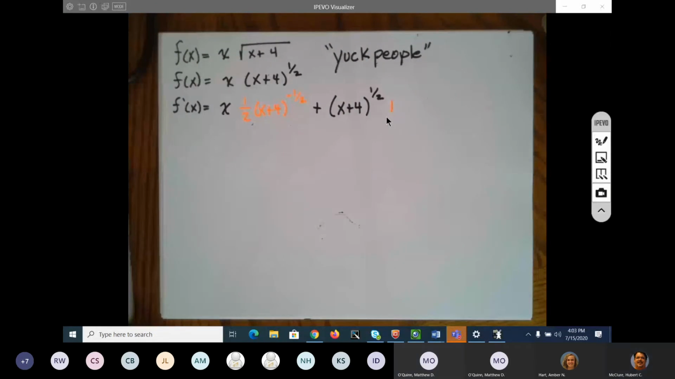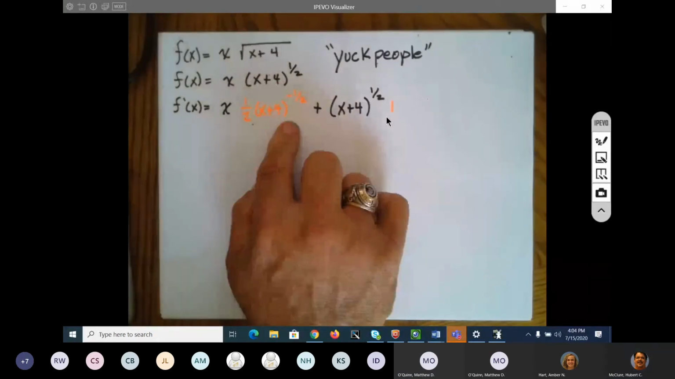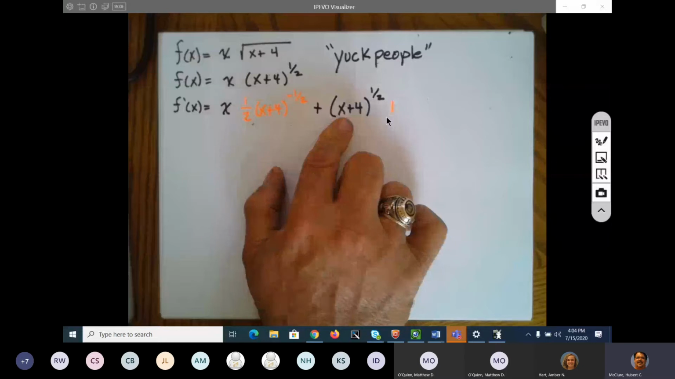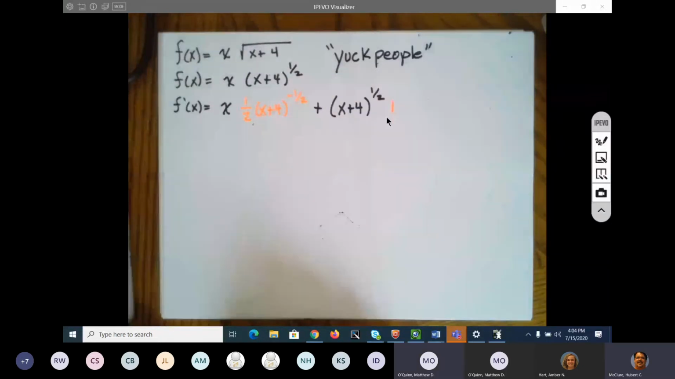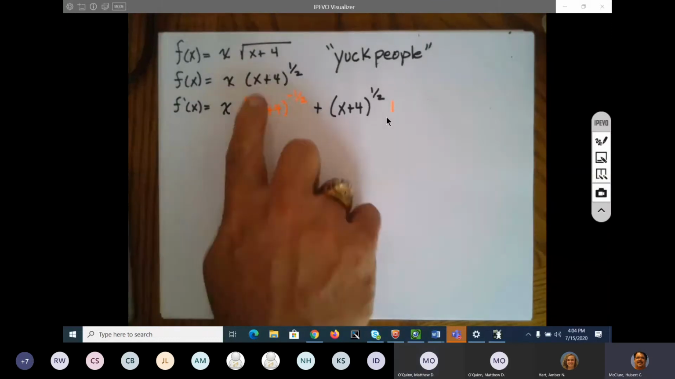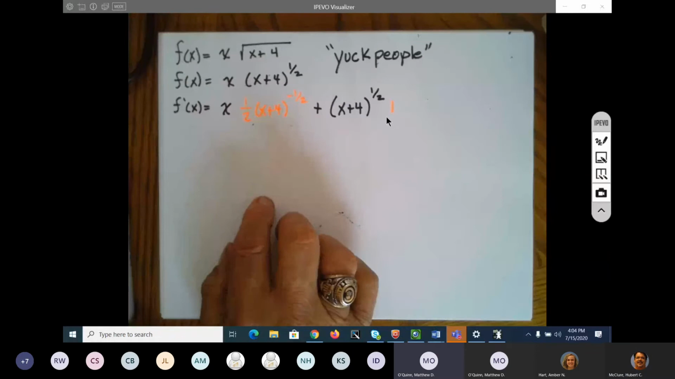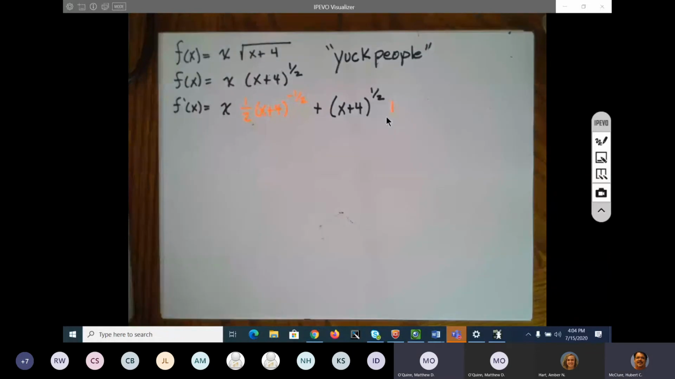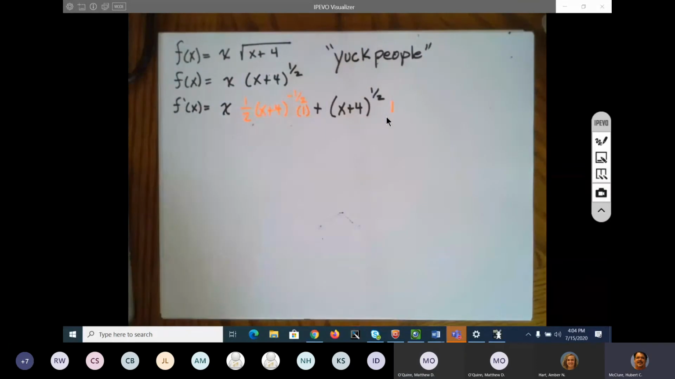Missing something. First times the derivative of the second, plus the second times the derivative of the first. There's a chain rule right there. Oh, it's not x, it's the 1. I'm missing the 1. That's my fault. Okay, right here, I didn't put it.